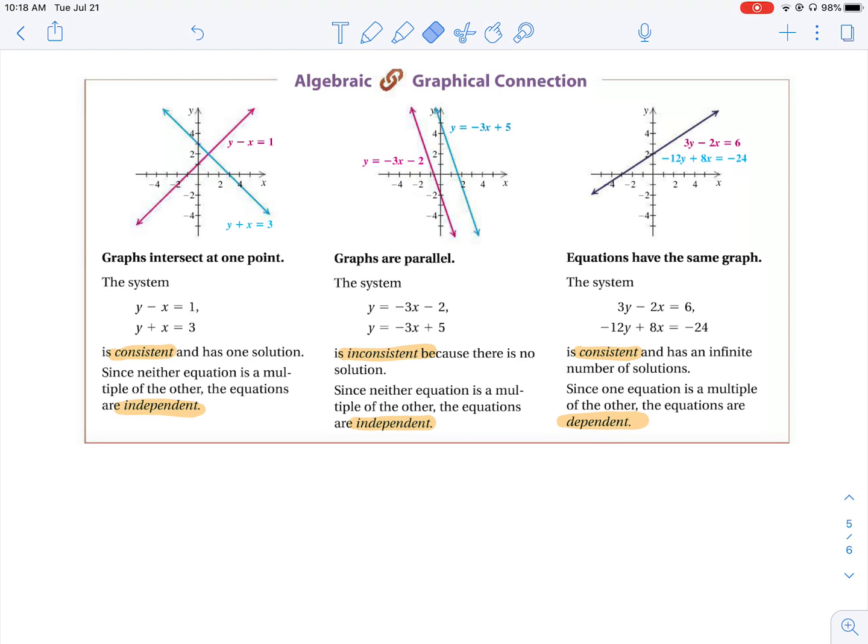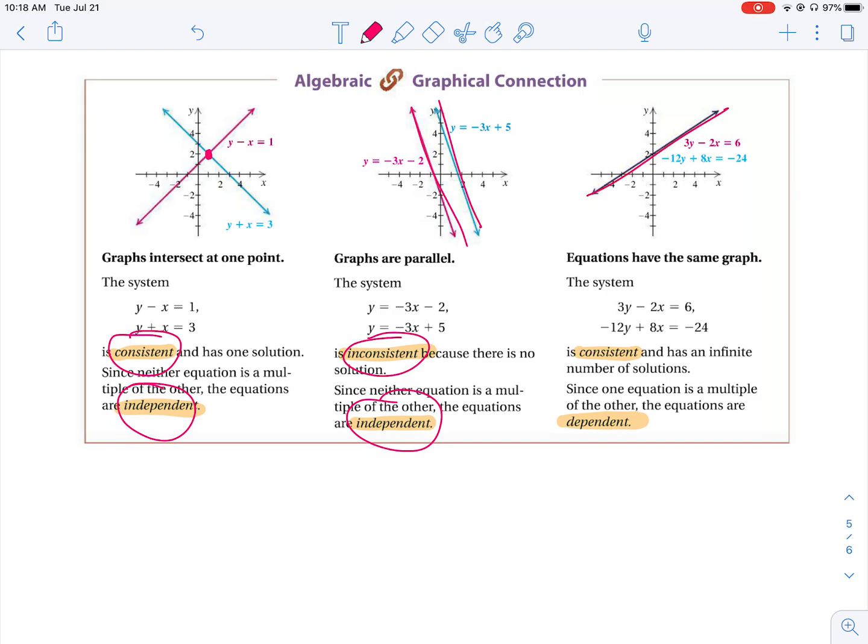Now, if you look at the three different pictures here, kind of the three examples that we just did, you notice that the first one has one solution. When it intersects once, then it is called a consistent independent solution. It's consistent because it has one solution and they're independent of each other. If they're parallel lines, like on the second one, then we say it's inconsistent. There's no solution, but they're still independent lines of each other, inconsistent and independent.